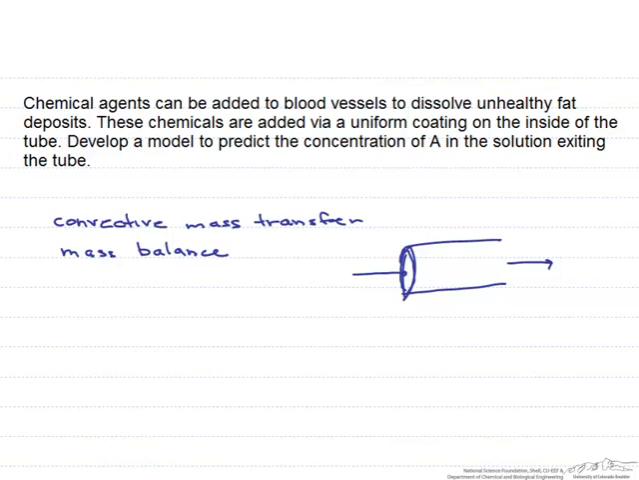So the first thing we have to ask ourselves is, is it steady state? The best way to look at it is to look at a point here, point 1, and sit there for 10 minutes. Is the concentration going to change? The answer is no. So it is a steady state problem. However, if you look at a point further down the tube, the concentration will have changed. In other words, we're just going to look at mass in equals mass out.